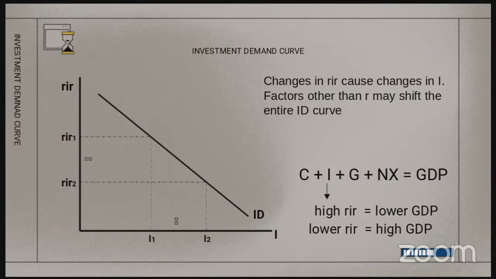And so the tendency of high real interest rates to reduce I in the GDP formula is to lead to a lower level of output, whereas at the same time, a lower real interest rate leads to greater investment spending. And so a lower RIR leads to higher levels of output, so higher GDP.